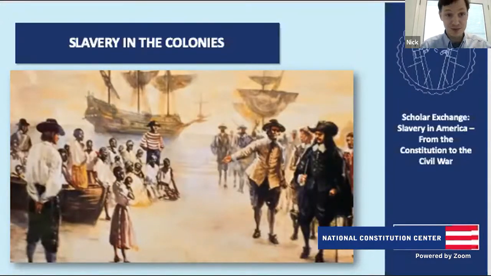Many of the first Africans to come to the colonies were indentured servants as well, because slavery itself, in terms of being a law, wasn't really established. So that took until around the 1660s, when colonies started to write legal codes that created these slave laws.